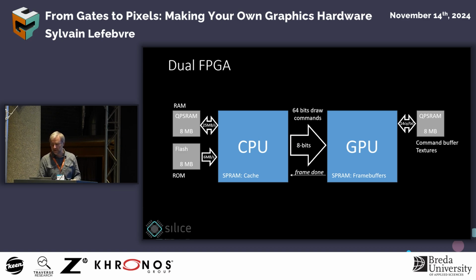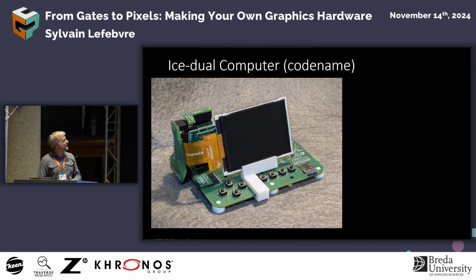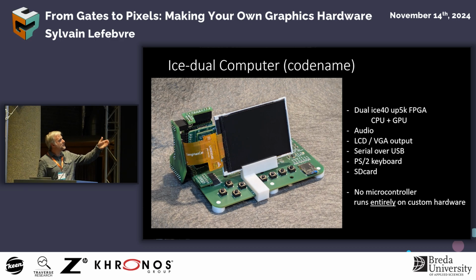So with that, let me introduce the ICE Dual computer. This is just a code name. And here it is. This thing has the two FPGAs in the back. Yes, so CPU plus GPU, it has some audio, VGA output is on the back, serial over USB, PS2 keyboard, because that's much easier, and an SD card, because we don't have to suffer from using floppy drives anymore, right? So let's put an SD card in there.